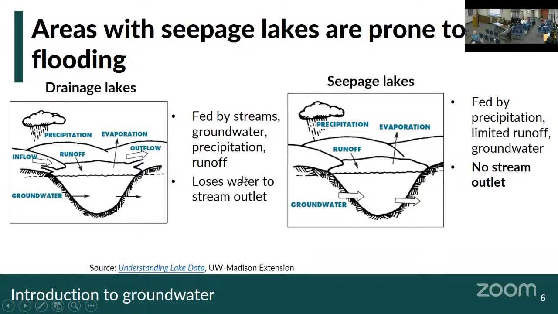But the key difference with the seepage lake on the right-hand side, you can see that there's no stream inlet or outlet. And this can be a problem because this means that the only way water can get out of the lake is by evaporation or back into the groundwater system, which are really, really slow. So if it rains a lot, the lake level will rise, but then it's going to take a very, very long time for that to come back down because there's only a few options as to how it can actually get out of the lake. And because of this, areas around these seepage lakes tend to be pretty vulnerable to flooding.